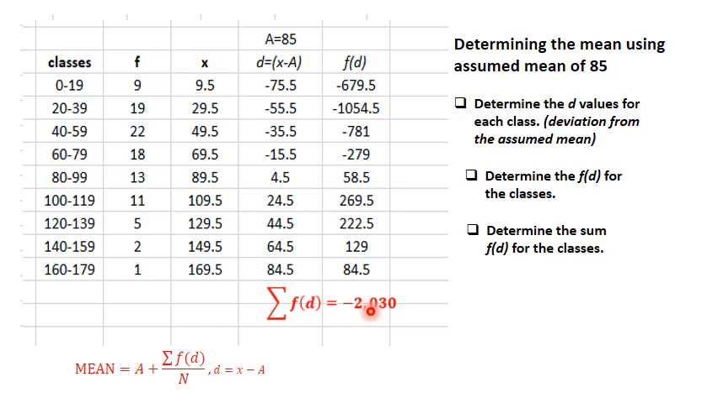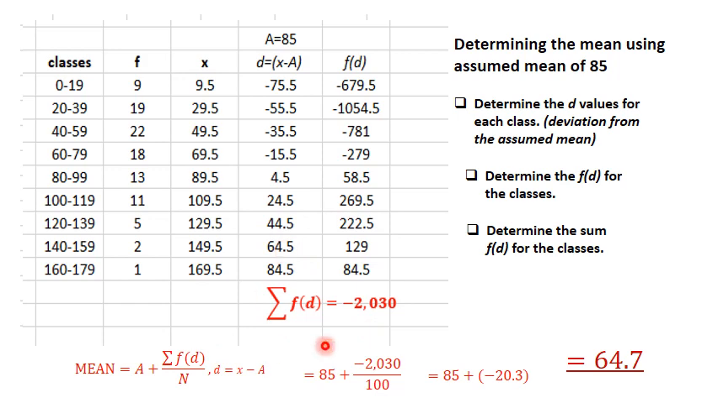So now we go to how to look for the mean. Mean will be given by this formula, which was given at the introduction. It is given by a plus sum of fd all over n, in which case d will be x minus a. Now remember that a is the assumed mean that is given. In our case, it will be 85. Sum of f of d is negative 2030, and the n will be 100. And so there it is. We have 85 plus negative 2030 divided by 100, and the answer gives us 64.7. Remember, that's the same answer we got when we were operating the same question without using the assumed mean.